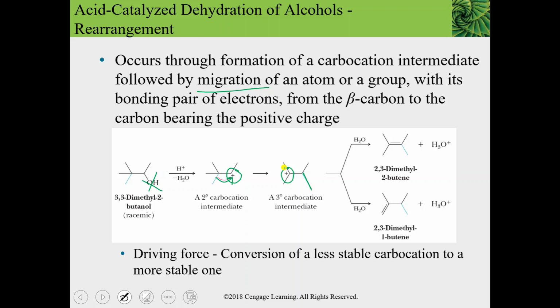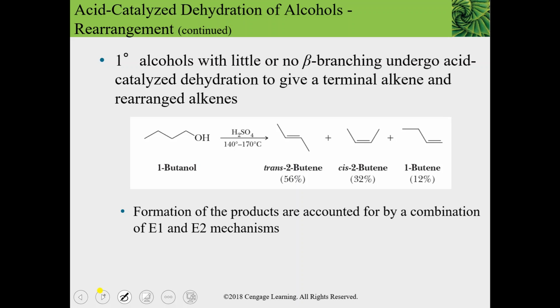Now, how would we have gotten this one down here? Just depends on where the hydrogens break their bond. Now, primary alcohols with very little beta branching will get a terminal alkene and rearranged alkene. So this also will be a racemic mixture.